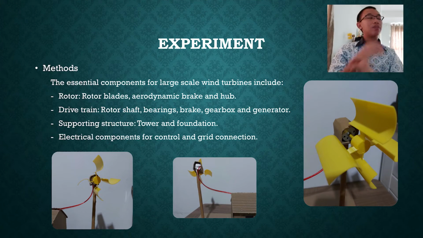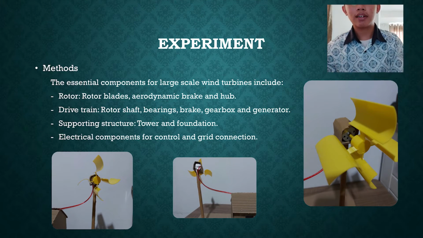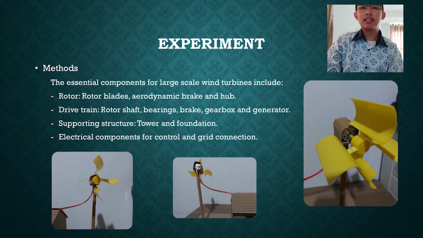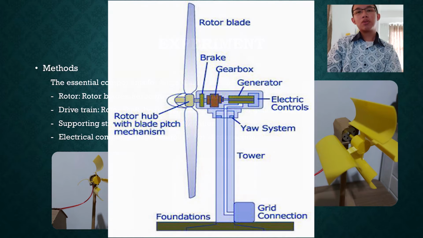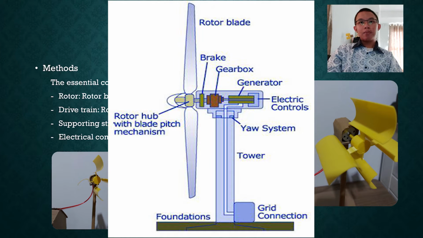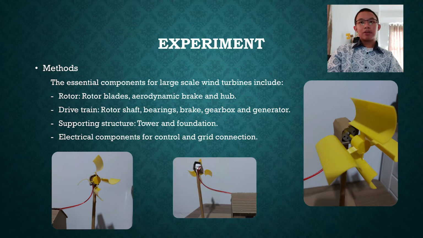Okay, so let's focus on my experiment specifically. The methods: the essential components for large-scale wind turbines include the rotor or rotor blades and hub, drivetrain, rotor shaft, bearings, brake, gearbox and generator, supporting structure, tower and foundation, and electrical components for control and grid connection. Maybe not for this experiment because we simply connect the generator to the LED lights.